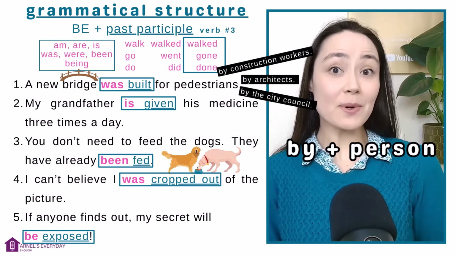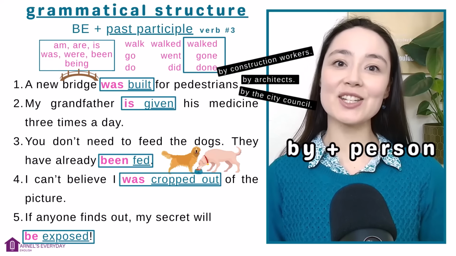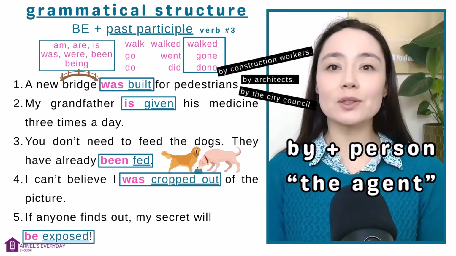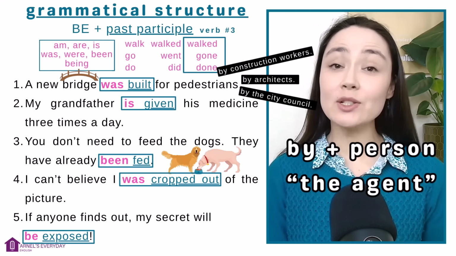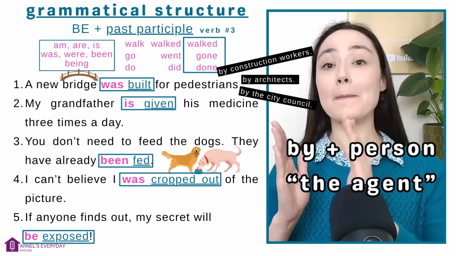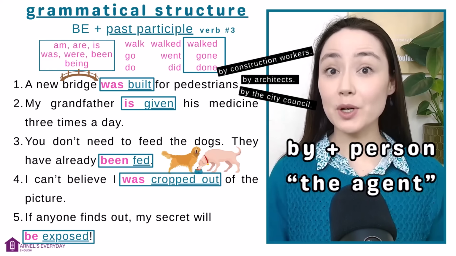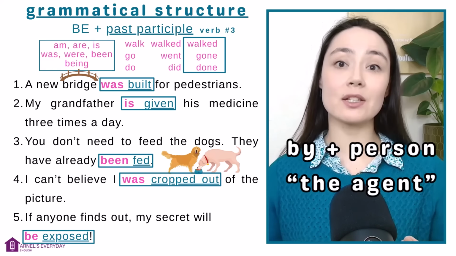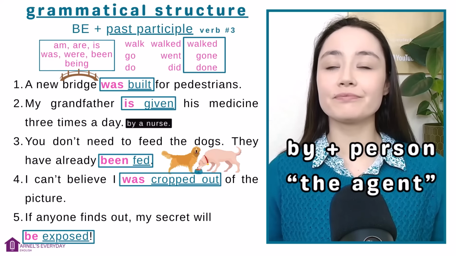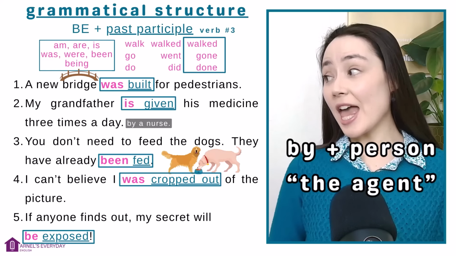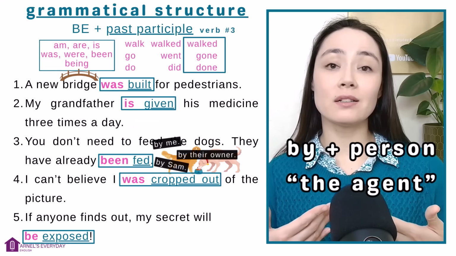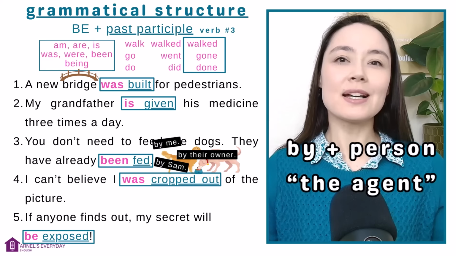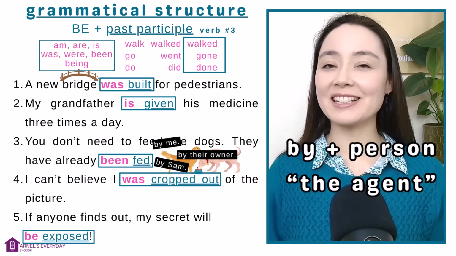In English grammar, the person who does the action is called the agent. This is a grammatical term which you don't really need to know. Just remember by plus person. My grandfather is given his medicine 3 times a day by a nurse. They have been fed by me, by their owner, by Sam. See, the agent here isn't necessary.